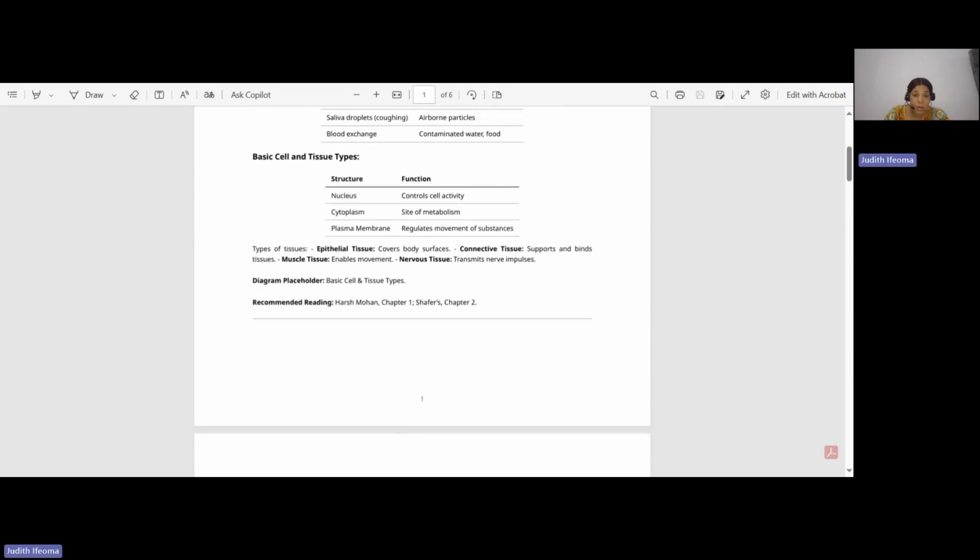Now we're going to be looking at basic cells and tissues. So let's review some biology basics. Every disease starts with something changing at the cell or tissue level.